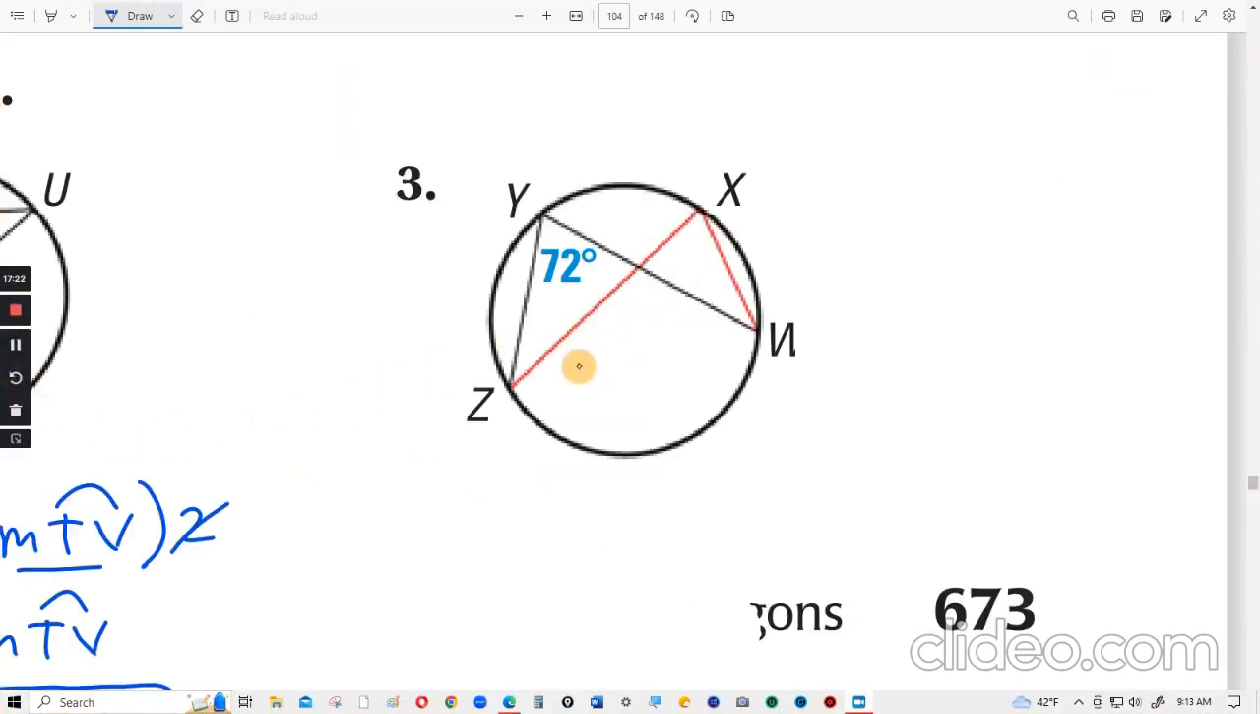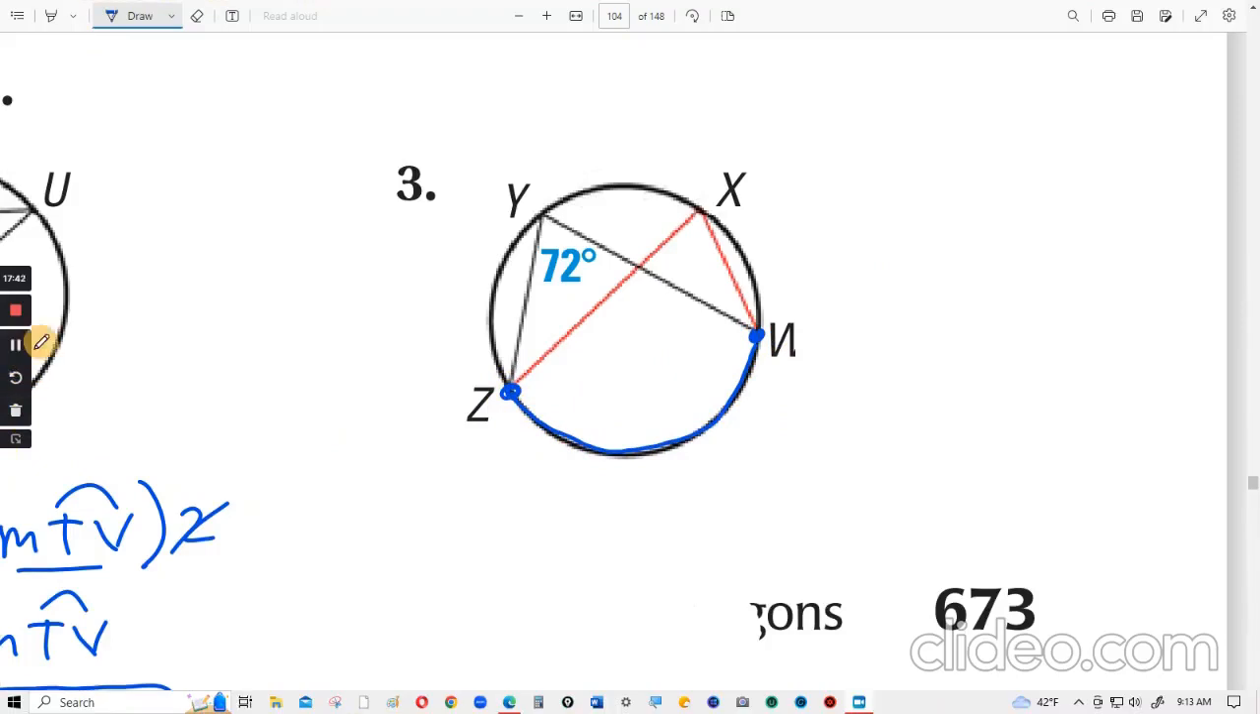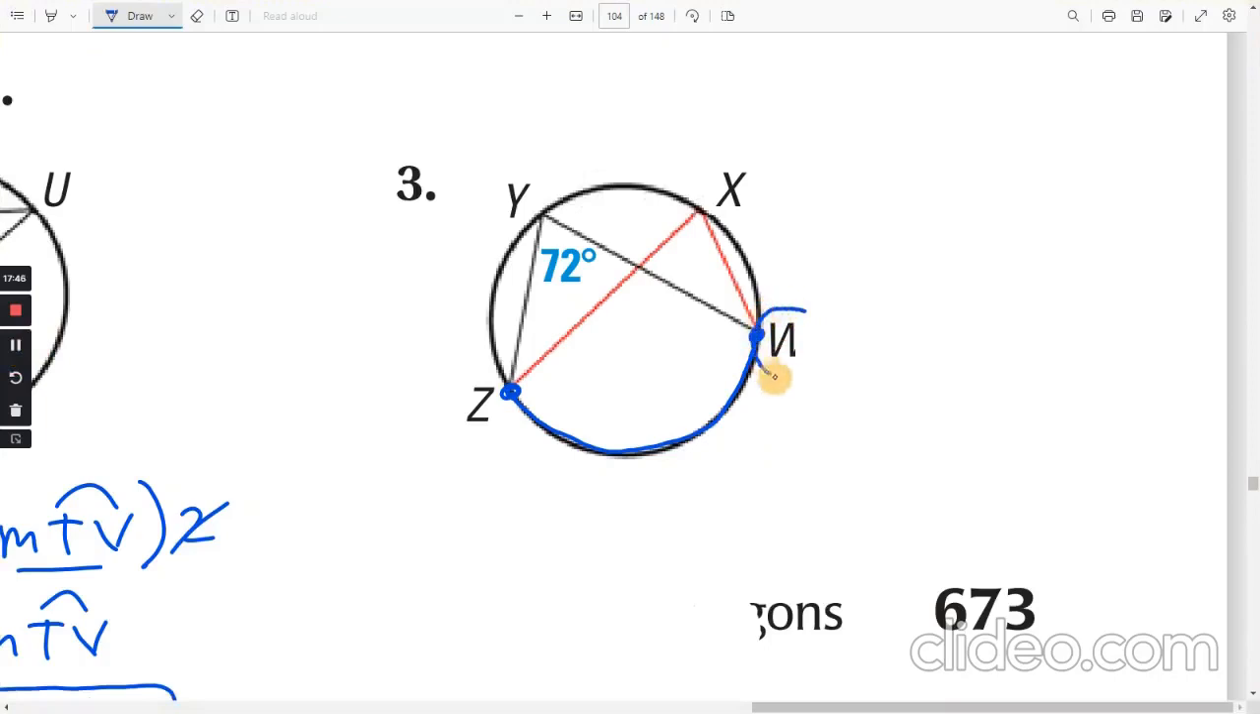Please try number 3. We see that this angle in red intercepts this arc that goes from Z to M. So it's this arc right here. I'm actually not sure what letter this is supposed to be. Maybe it was supposed to be an N, and it's just backwards. Anyhow, we can see this angle here in red. It intercepts that arc.